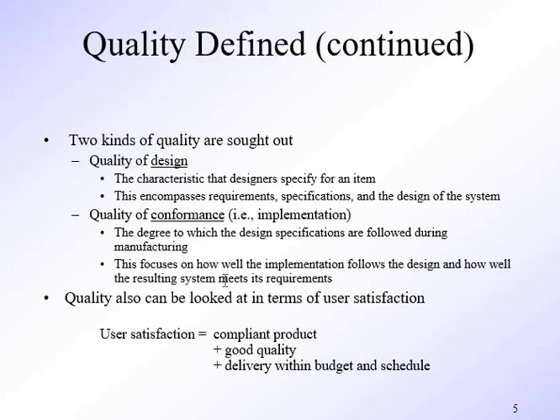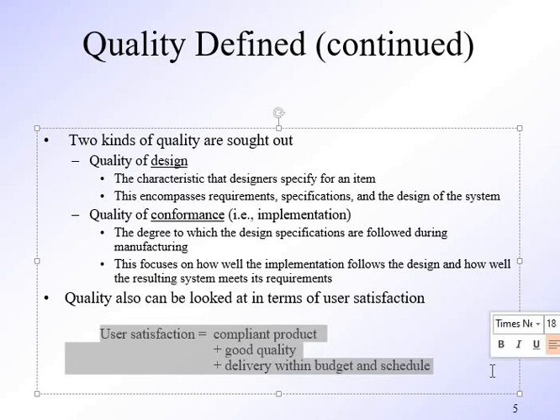So we can measure the quality of design as well as the quality of conformance, right? Ultimately, at the end, we can define what exactly user satisfaction is. User satisfaction is a compliant product plus good quality plus delivery within the budget and schedule. This last term is a really important one.